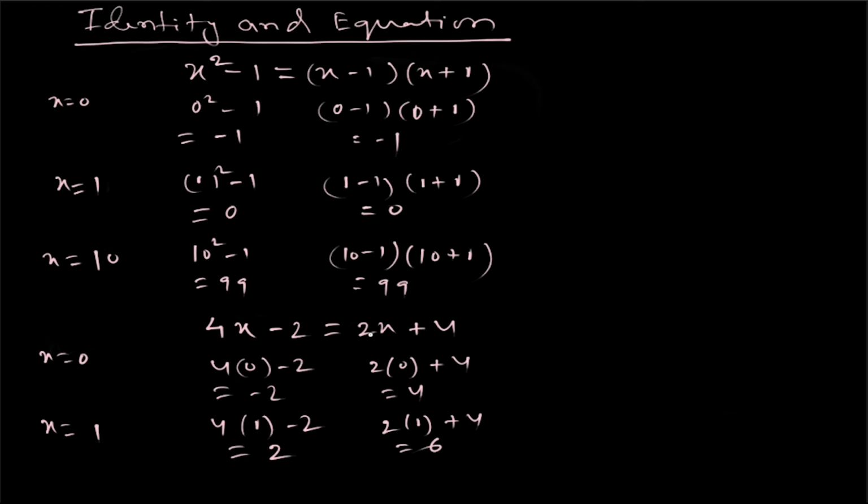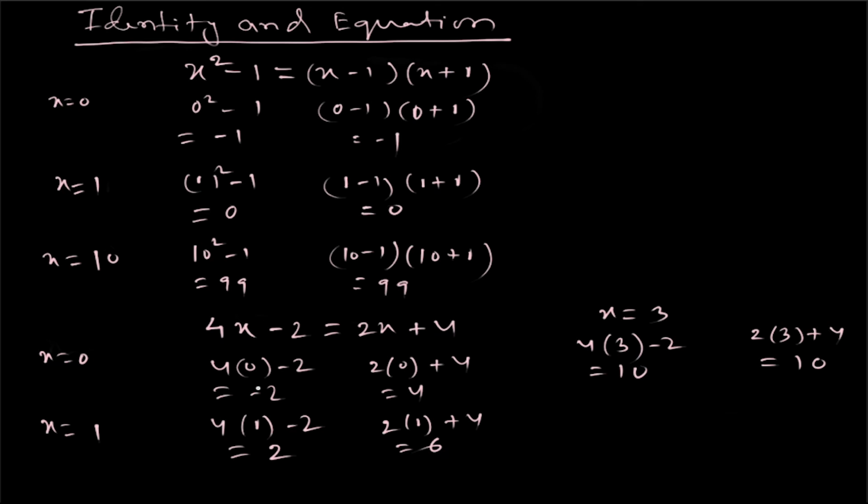For a particular value only, the left hand side and the right hand side will be same. Suppose we take another value, x is equal to 3. You can see it here, 4 into 3 minus 2, that is equal to 12 minus 2, that is 10 in the left hand side. In the right hand side it will be 2 into 3 plus 4, that is equal to 6 plus 4, that is equal to 10. So here for x is equal to 3, left hand side and right hand side are the same.